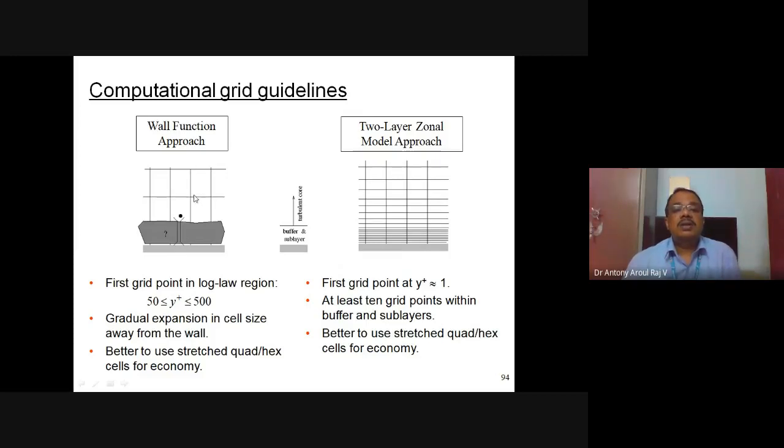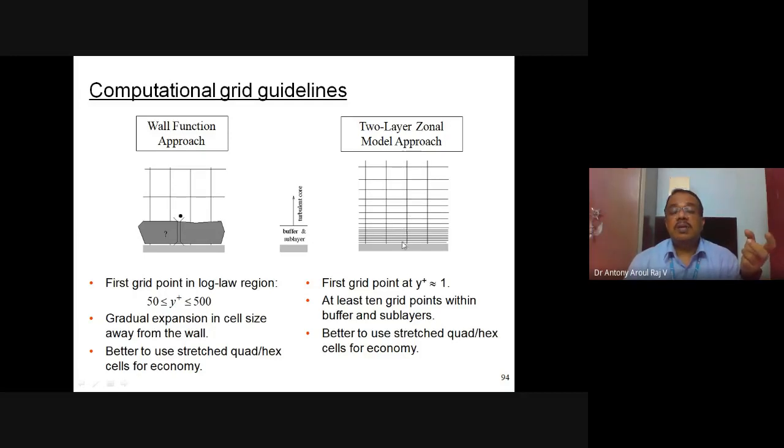The other one is don't give the exact solution. If you don't want to give the exact solution, refine the mesh nicely and use the two zonal k epsilon model. For the k epsilon model, two types of models are there: the low Reynolds number k epsilon model and the high Reynolds number k epsilon model. In the fully turbulent core, we will be using the high Reynolds number k epsilon model, whatever k epsilon model we have seen now.